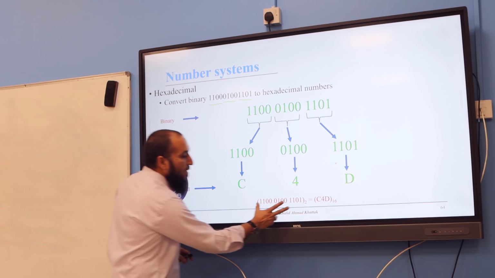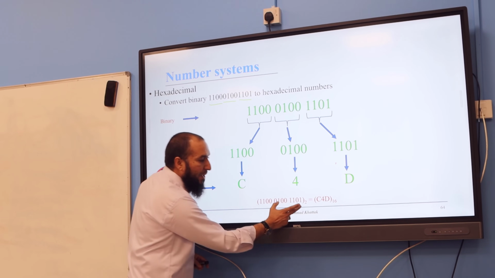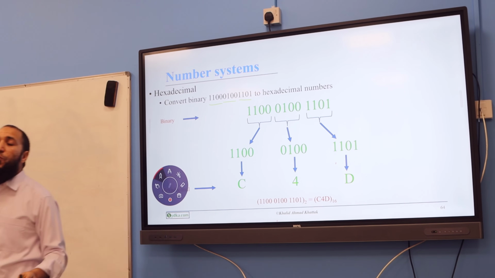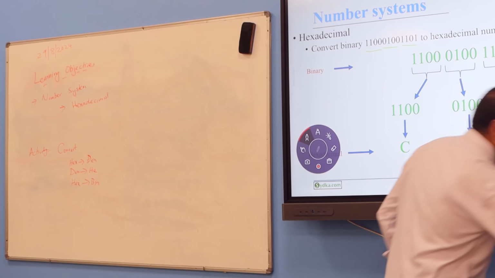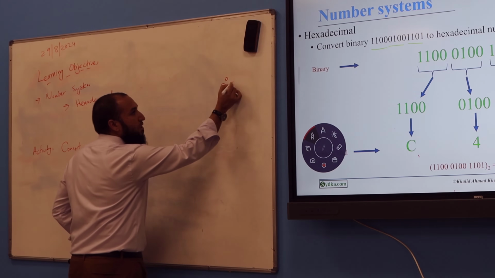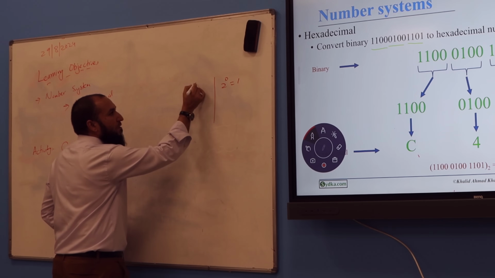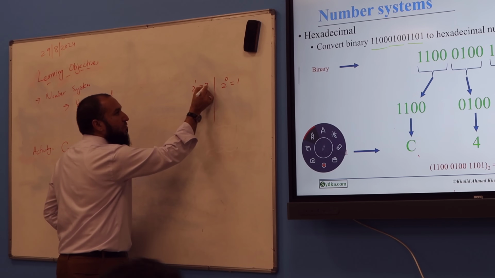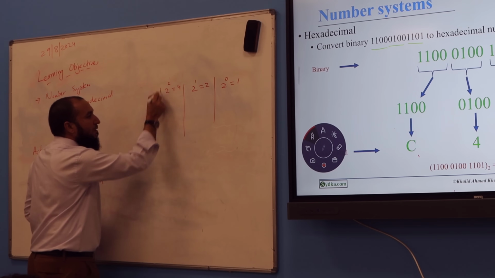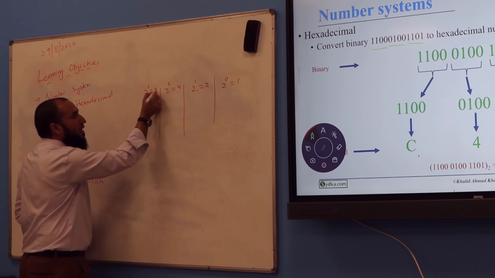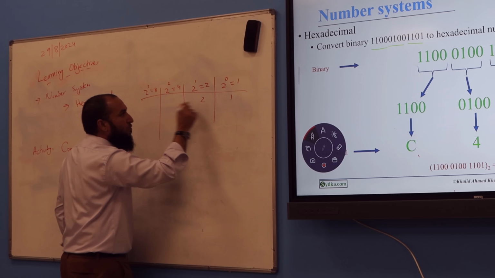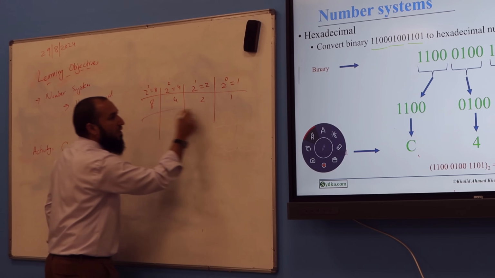So lastly, what we do, we write this as base 2, and this is base 16. Copy this one down, and I'm going to give you one example for practice. You see here, in binary, 2 to the power of 0 is equal to 1. 2 to the power of 1 is equal to 2. 2 to the power of 2 is 4. And 2 to the power of 3 is equal to 8. We can write it like this, or we can write like this as well. 1, 2, 4, 8. Both the same thing.